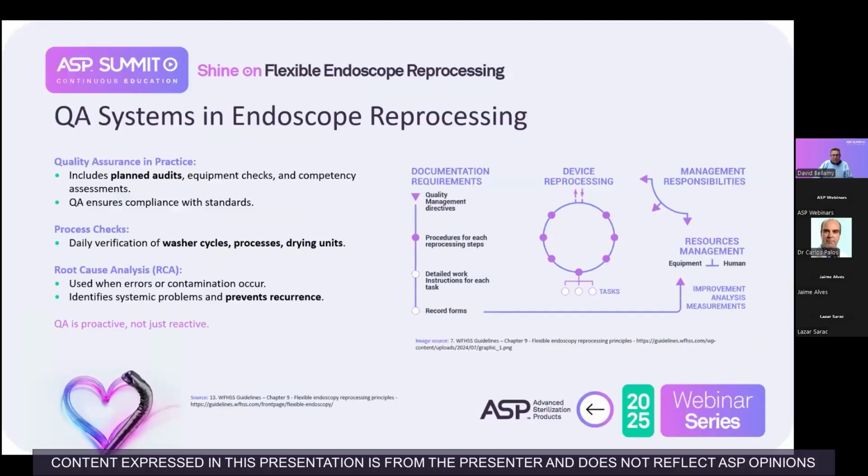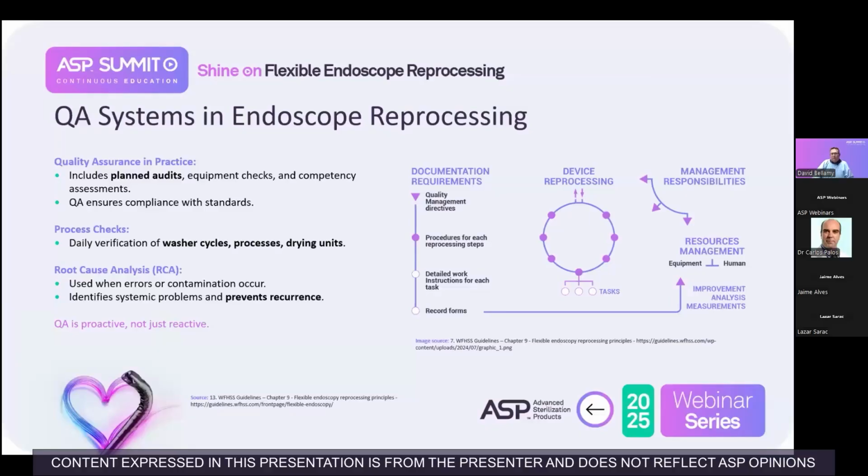So looking at some quality assurance systems in endoscopy. Quality assurance is a system-wide commitment to safety, compliance, and performance, again guided by standards and guidelines. It also helps us ensure compliance with accreditation and things like that. So QA systems ensure that every stage of the reprocessing is validated. And a daily process for verification is also a frontline QA measure. So checking washer disinfector cycles, chemical concentrate verification, drying unit airflow testing, and even down to the scope leak tests, that all forms part of QA.